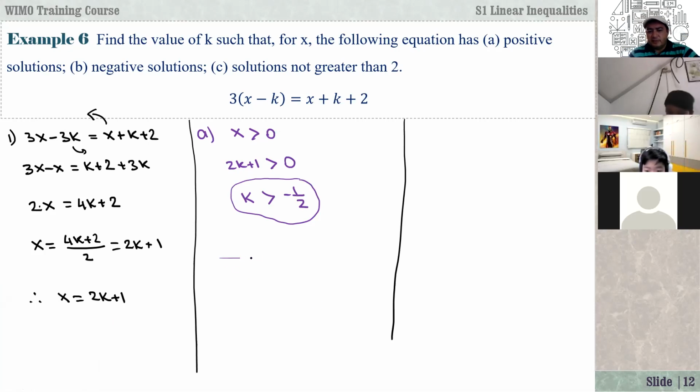Okay, so again on the number line, here we are talking about k. This is a k line. Here we have minus 1 over 2. If you just pick any number from the left, not inclusive, and substitute there, solve the equation, the solution of this equation will be negative.